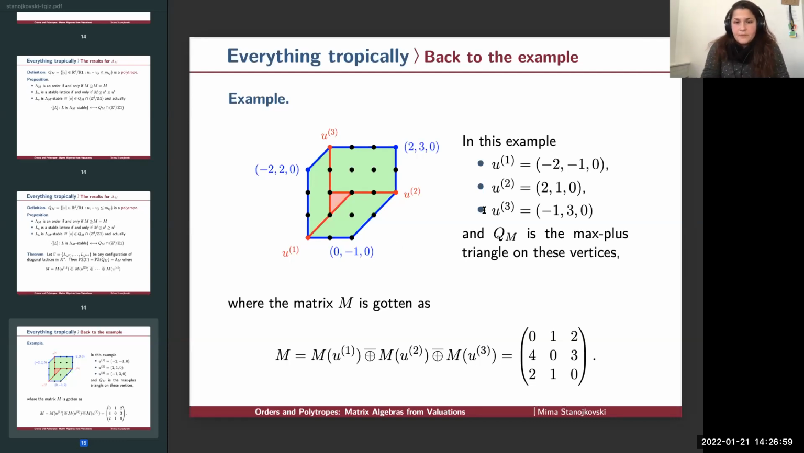Interestingly enough, this Q_M is the max-plus triangle that is defined by these three vertices. And if you stare at this picture long enough, you could also observe that instead of taking these three vertices here, you could take these other vertices and instead take the min convex hull. So in general, at least for this example, you see that this is min and max closed.